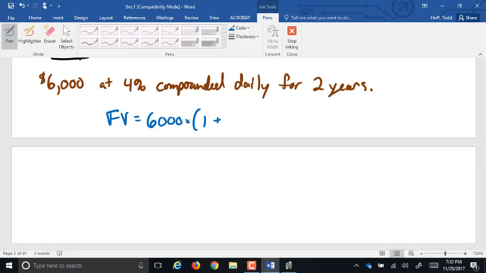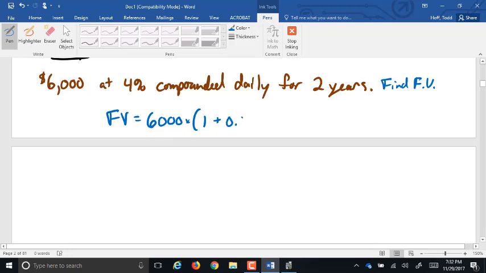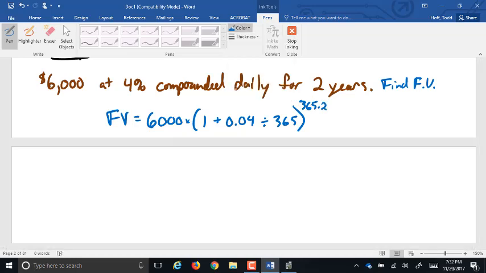I'm not looking at effective rate here. I'm just looking at future value. Yes, that's a good question. We are only finding the future value. We're not looking for effective rate. So this is 0.04 divided by 365, to the power of 2 times 365, or 365 times 2, really it should be. N times T, N is 365 times 2, which is, yes, 730.